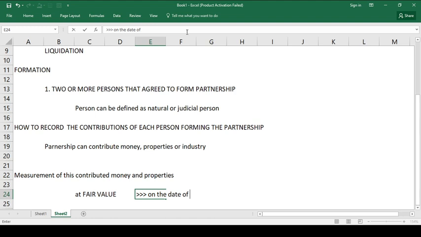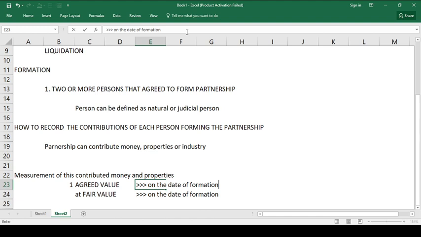But there is something that takes priority over fair value on the date of formation. The first priority is the agreed value, which is the highest measurement. What is the agreed value? It is what the partners agreed upon as to the value of the properties or money being contributed. Agreed value when? On the date of formation.